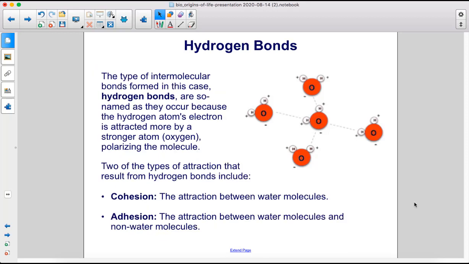The type of intermolecular bonds formed in this case, hydrogen bonds, are so named as they occur because the hydrogen atom's electron is attracted more by a stronger atom, oxygen, polarizing the molecule. Two of the types of attraction that result from hydrogen bonds include cohesion, which is the attraction between water molecules, and adhesion, the attraction between water molecules and non-water molecules.